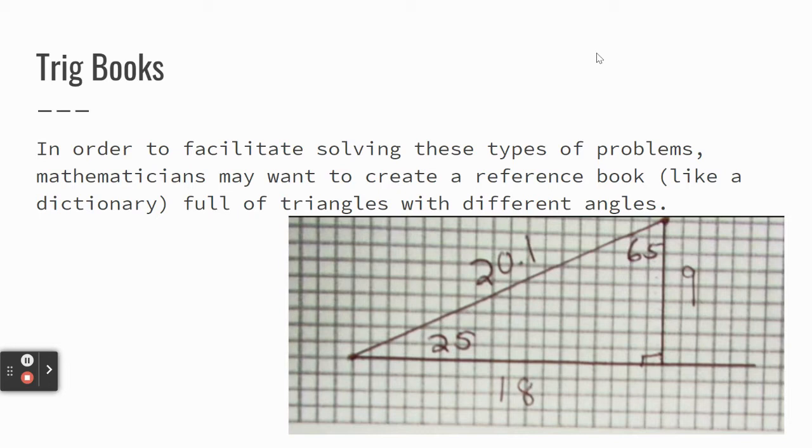And so the whole idea is if we were to go through and create a book with every single 5-degree angle measure, a triangle with a 5 and a 90, a triangle with a 10 and a 90, a triangle with a 15 and a 90, all the way up, we would get super close to being able to solve every single problem we wanted to. Even if we ended up with a 22-degree angle, well, that's pretty close to 20, and we could probably make it work.